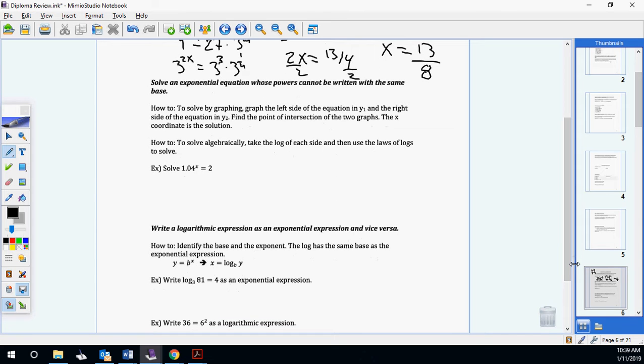So I'm doing this one. You can change to log form, or you can log both sides. It's up to you. Again, I'll do both ways. So if I change this to log form, it'd be log base 1.04 of 2 equals x. And then we do change of base, log 2 over log 1.04. Okay, and then that would give me 17.7.